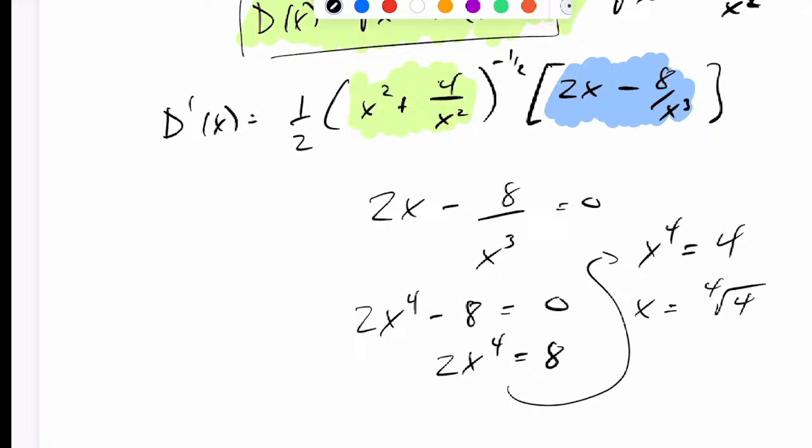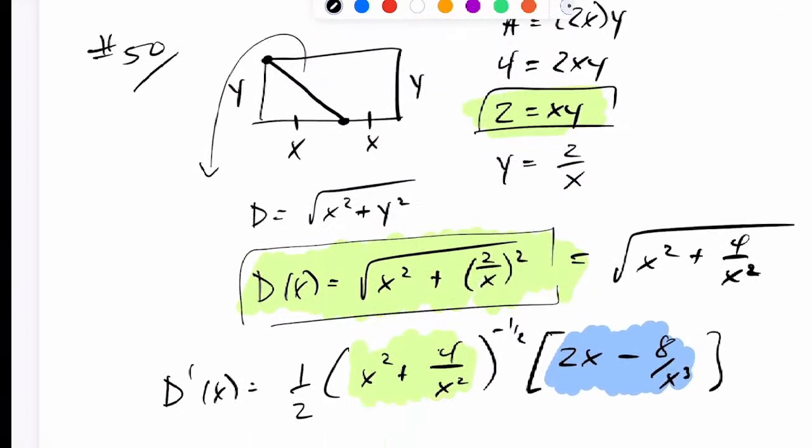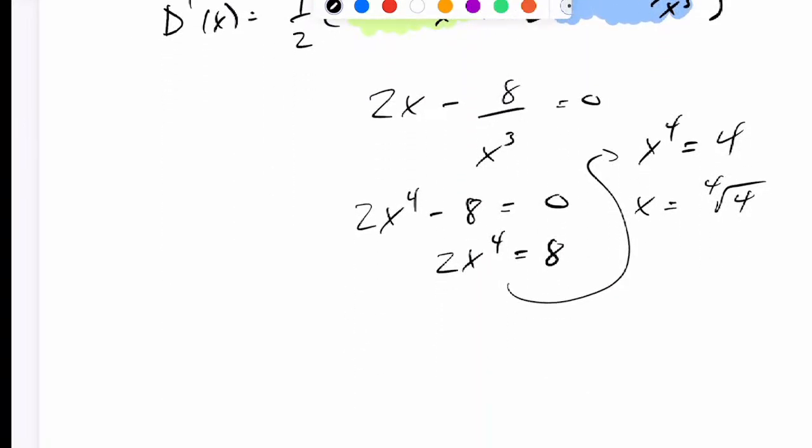For this one, what one is this one? This is 50. Oh, sorry.